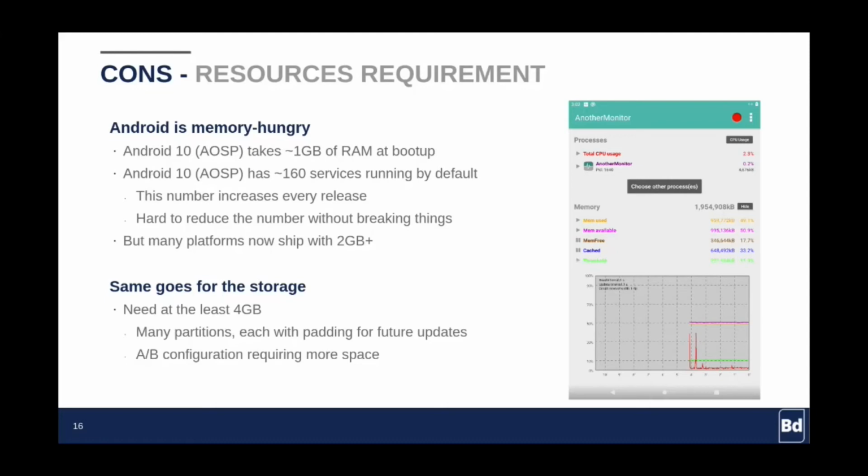The thing is, though, now platforms ship with more and more memory, so it might not be that much of an issue, but still, it's a lot compared to what you could get on Linux. And the same goes for the storage. Definitely, I put at least 4 gig, but I could even bump it up to 8 gig, because since there are so many partitions, as we talked about, it's using at least 4 gig just for the system itself. And so if you want to have some space for your application and so on, I would say 8 gig is the minimum.